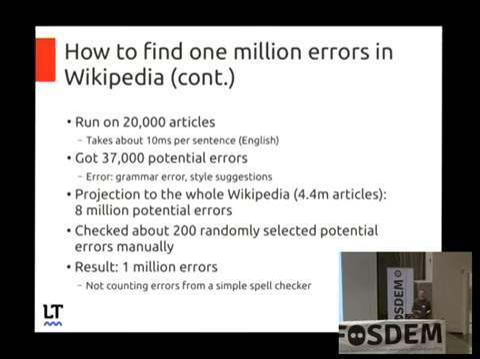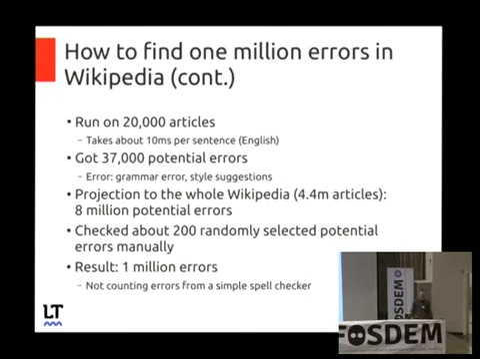So what's an error now? For the sake of simplicity, I will just talk about errors when I mean grammar errors or style suggestions. It does not include simple spelling mistakes that a common spell checker could find. And if you project this number of 37,000 potential errors to the whole Wikipedia, which has more than 4 million articles, you get 8 million potential errors.